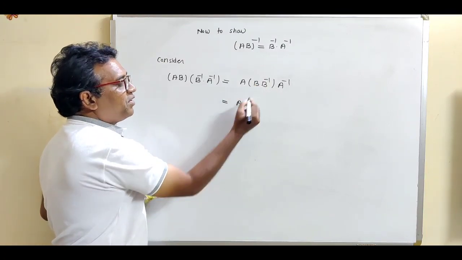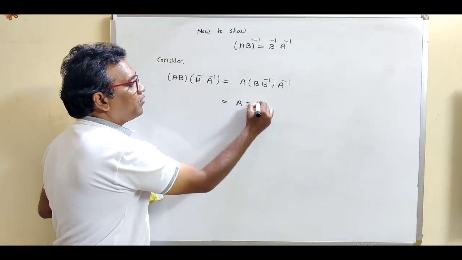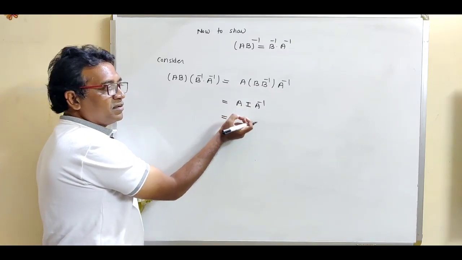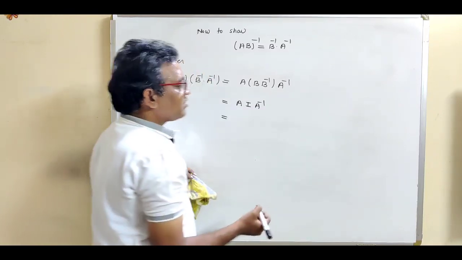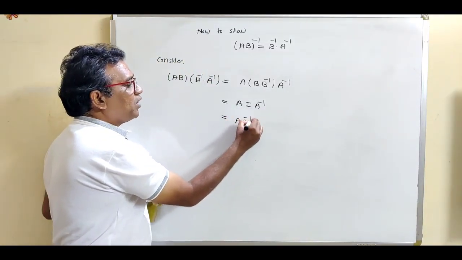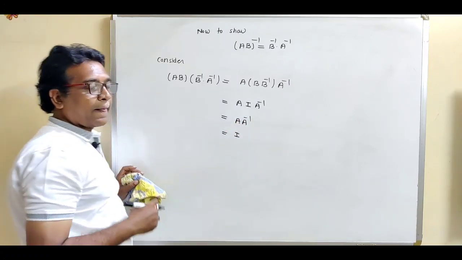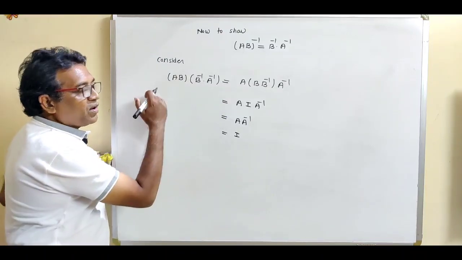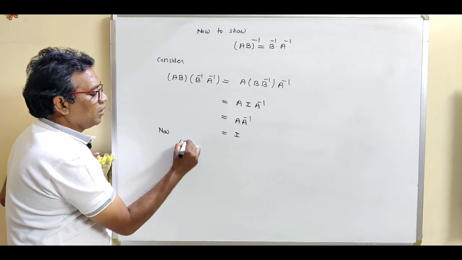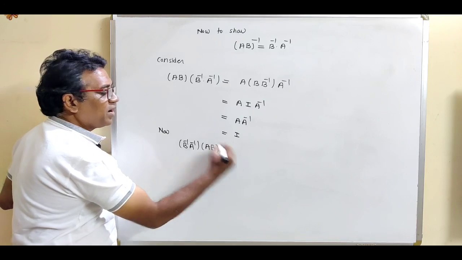Now B into B inverse is given by the unit matrix I into A inverse. So the unit matrix is just like 1. So A into I into A inverse. So this is again the same thing, A into A inverse. And what is the product of A into A inverse? It is the unit matrix I. Now find out the reverse product. So write down here now, B inverse into A inverse into AB. Now find out this product.